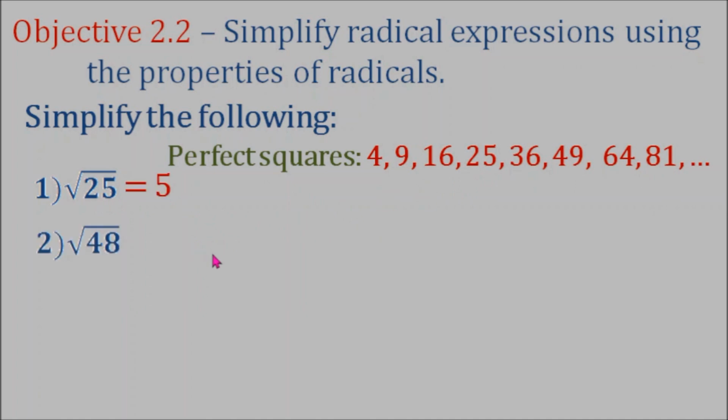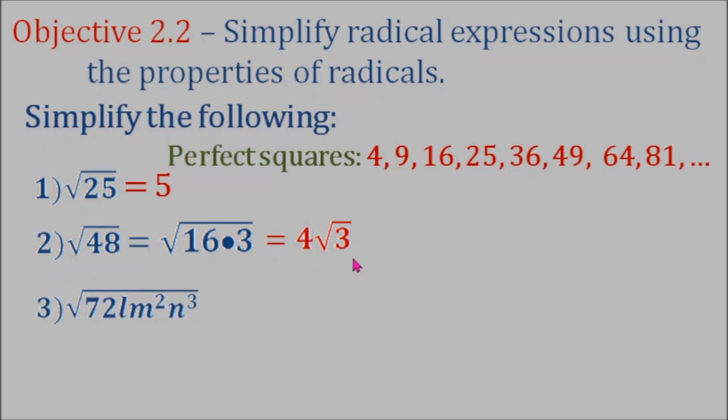Example number 2, square root of 48. So 48 is not a perfect square, but we can factor 48 such that one of the factors is a perfect square. So in this case, it's 16 times 3. So 16 is a perfect square. And the square root of 16 is 4. And the 3 stays under the square root sign. So this is our answer, 4 square root of 3.